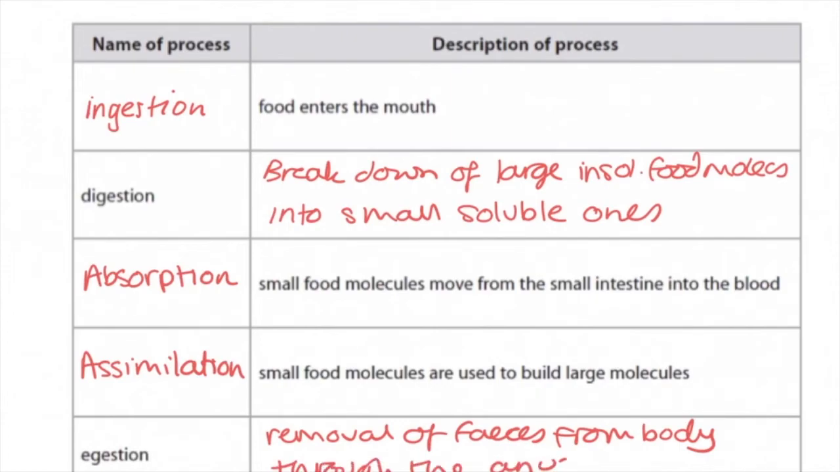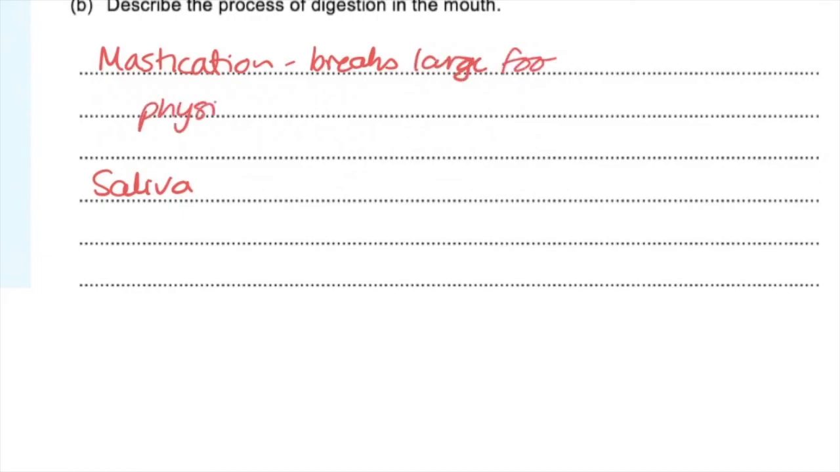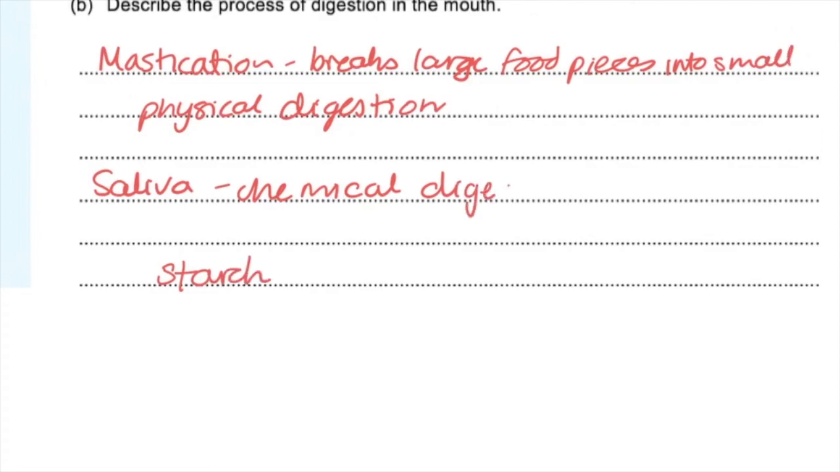Part B then. Describe the process of digestion in the mouth. 3 marks. There are 2 parts to this, mastication and the importance of the saliva in chemical digestion. Mastication breaks the food down into smaller pieces, so this is physical digestion. Saliva is involved in chemical digestion as it contains amylase and maltase. Amylase breaks down starch to maltose, and maltase breaks maltose down to glucose.